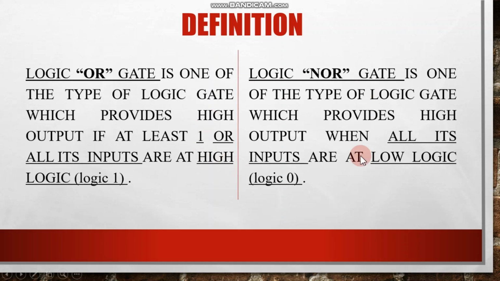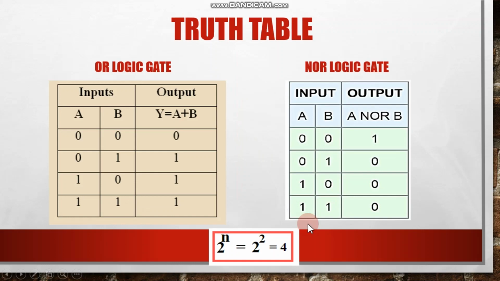Now, based on this definition, we form a truth table. Truth table of OR is shown towards left hand side, and for NOR logic gate it is shown towards right hand side.